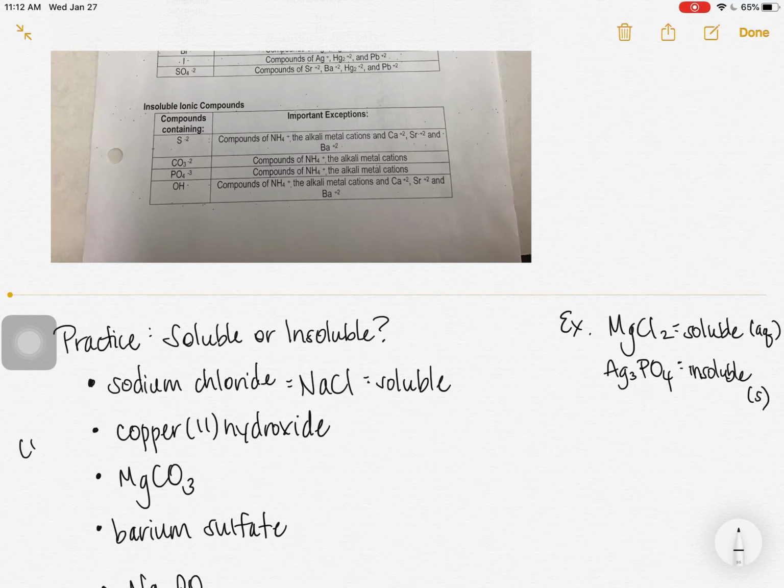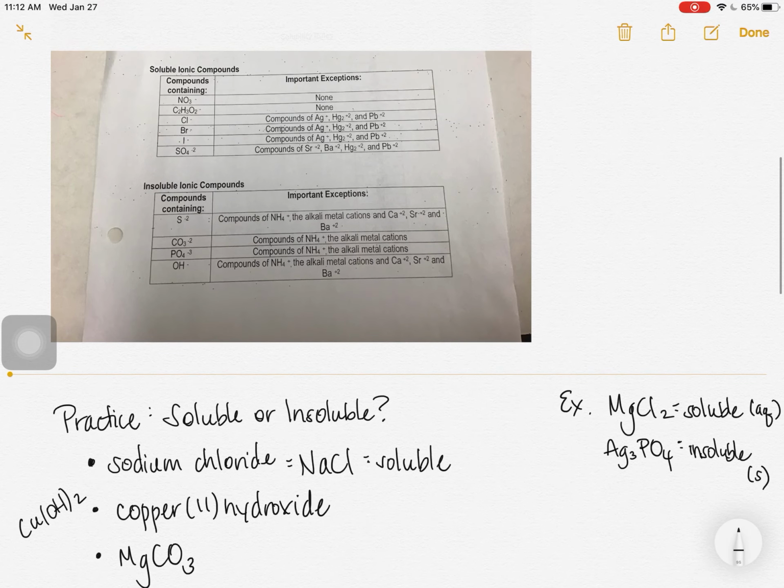Copper 2 hydroxide, not that I need to write the formula, but I will. So hydroxides are insoluble for the most part. Okay, insoluble, unless it's with NH4 or group 1 or calcium, strontium, or barium. Well, it's with copper, so that's not the case. So we would expect this to be insoluble.